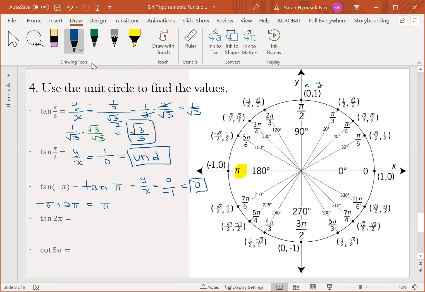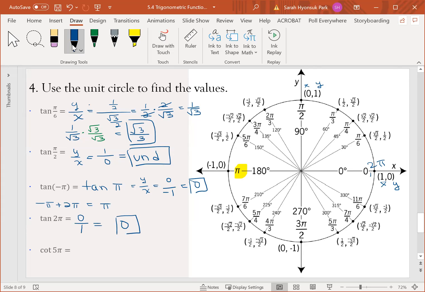Okay, tangent of 2 pi. 2 pi is equivalent to 0. So 0 and 2 pi, they're equivalent. And we take the y value 0, divide by the x value 1. So it's 0 again.